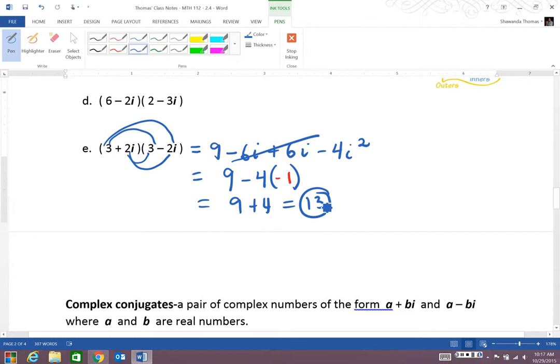Thirteen is the answer. So notice that when we multiply conjugates, which we will talk about in the next section, conjugates are when you have the same numbers but the signs are different in the middle. So when we multiply conjugates together, we don't get an imaginary part anymore. We just get a real part. So this information is useful for the next topic.